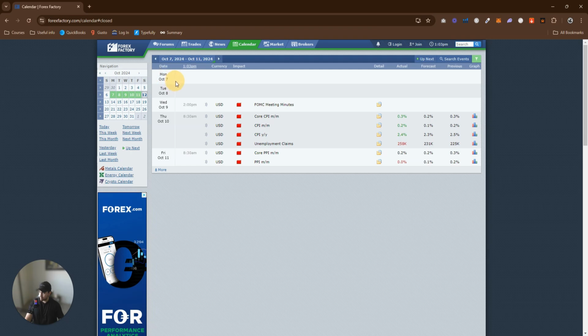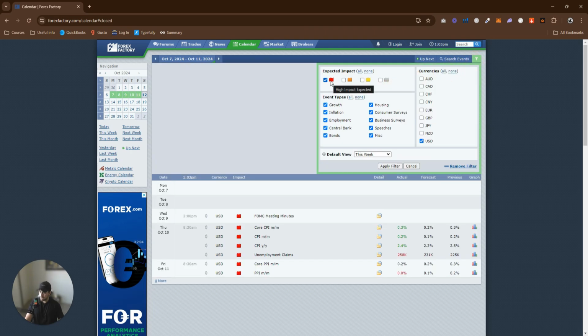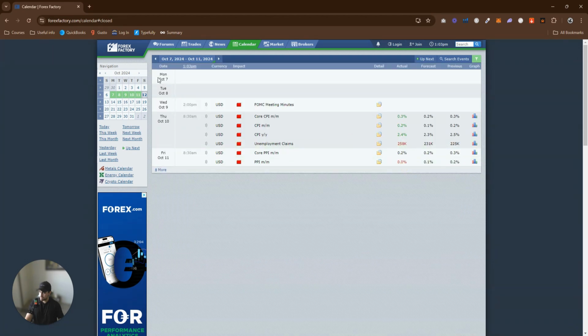So Monday, right, if you're doing the weekly profile approach, you do not want to trade on a no news Monday. The only time you want to trade on Monday is if there's high impact news. So if we're looking at this weekly economic calendar here, you want to filter it by the high impact news, which is the red folder here on forexfactory.com, and you only want to trade on Thursday and Friday.